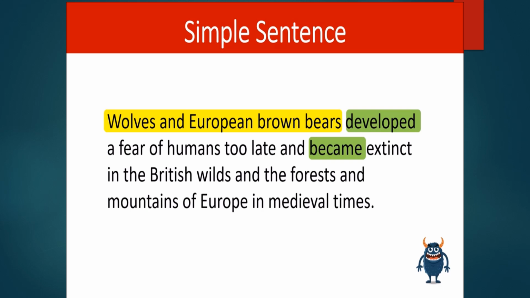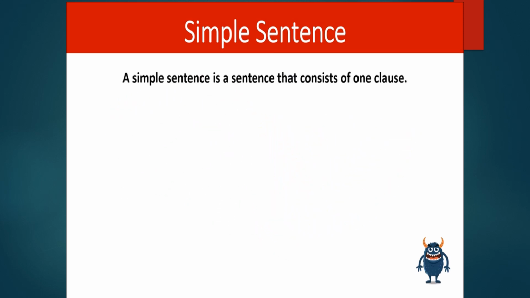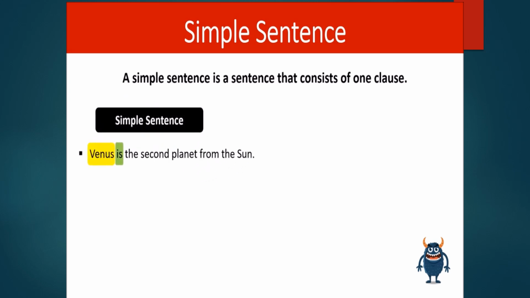So to summarize, a simple sentence is a sentence that consists of one clause. Here is an example about Venus. Venus is the second planet from the Sun. One subject, one verb, giving us one clause. Remember, it's an independent clause.